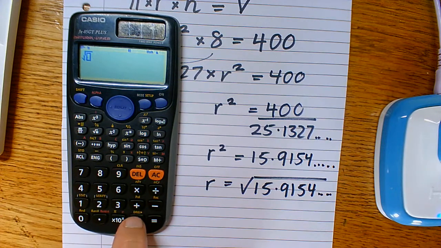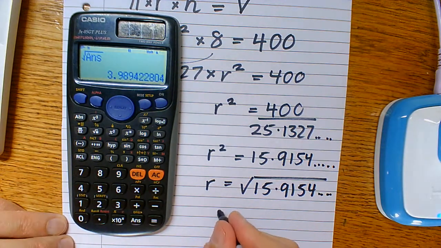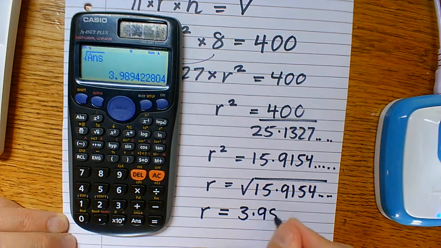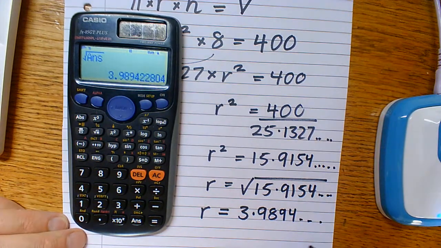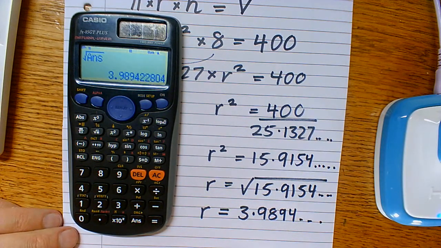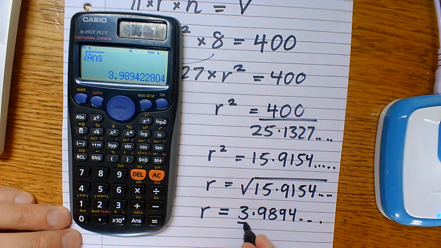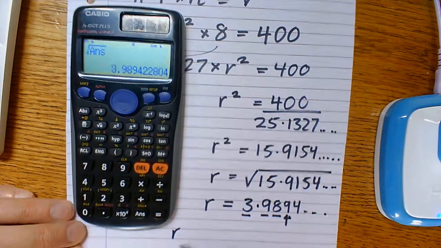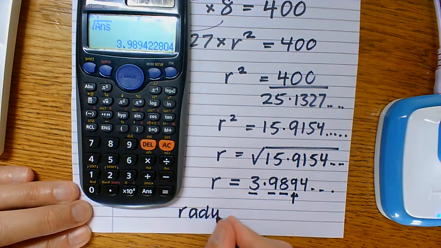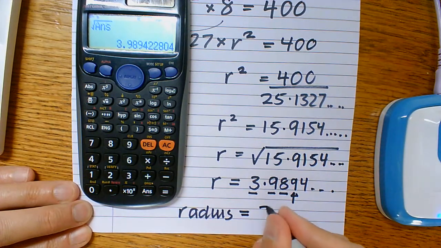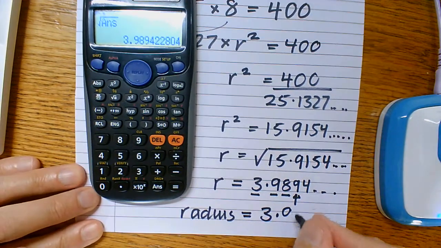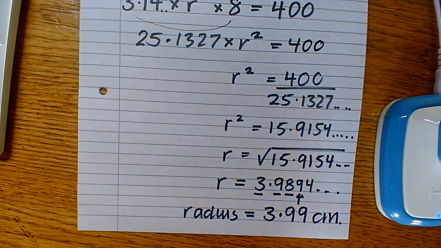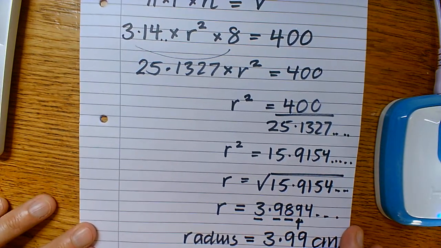So it's the square root of the previous answer, and there it is, the radius of that cylinder must be 3.9894, and so on it goes. But we were actually asked just to round this off to 3 significant figures. So there we are, 1, 2, 3 significant figures, and it's followed by a 9. So the radius, if we round it off to 3 significant figures, would have to be 3.99 centimeters.